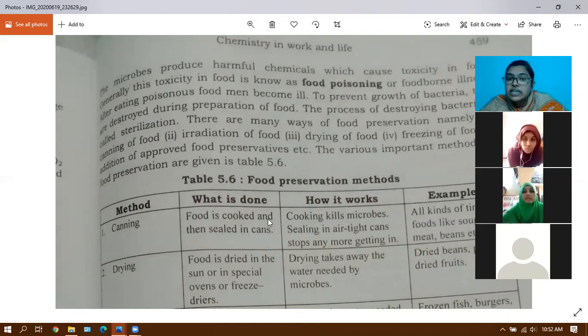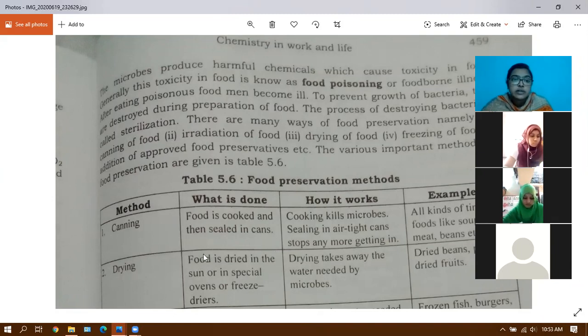Today we will discuss food preservation methods. There are many ways of food preservation, like canning of food, irradiation of food, drying of food. On this table, here are given some preservation methods, how they work, what is done, and their examples.